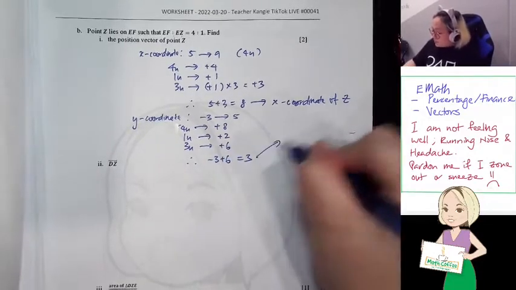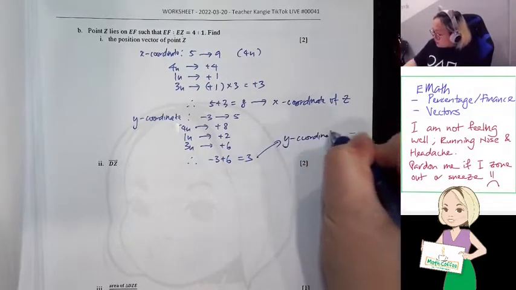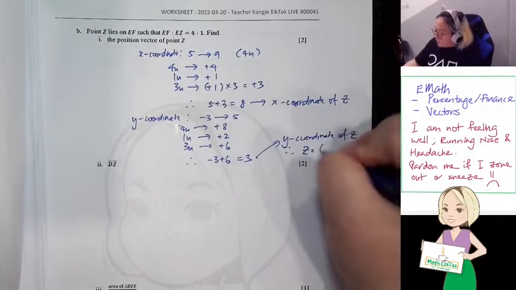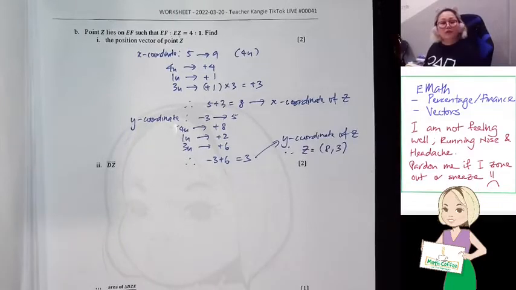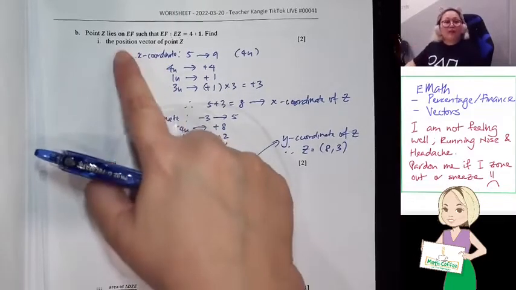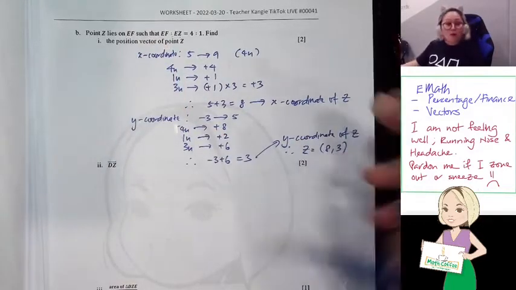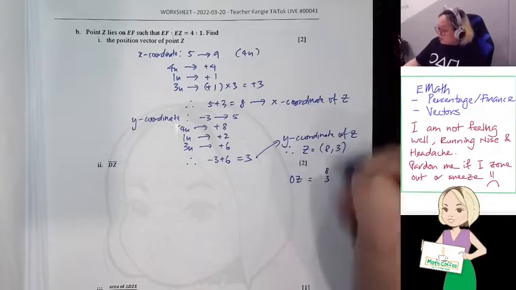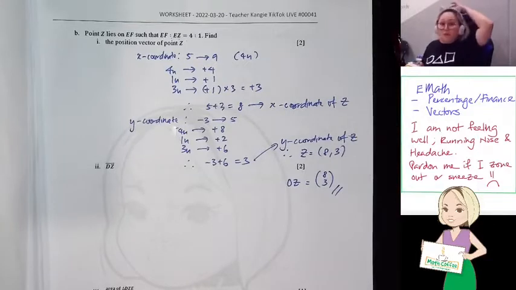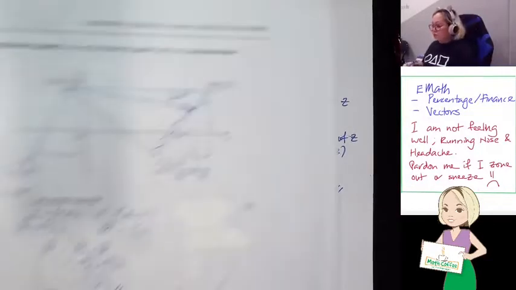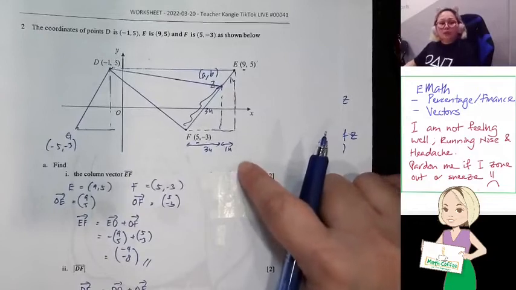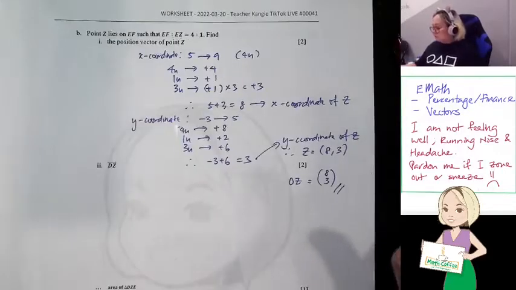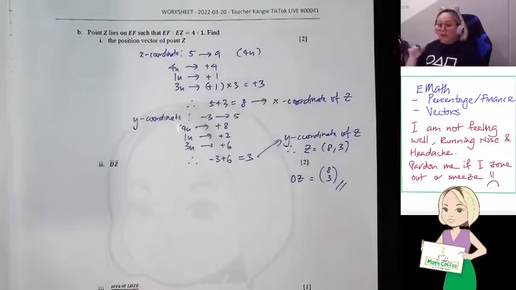So that means this will be the y coordinate of Z. So therefore, my Z now, we know that it will be (8, 3). Okay now, then don't stop there because we want to find the position vector. Very easy, because once I already have the coordinate of Z, my OZ is simply (8, 3). Done. Agree? So you need to draw this kind of triangle, using the similar triangle concept to find out what's the coordinate. So that is for my B part 1.